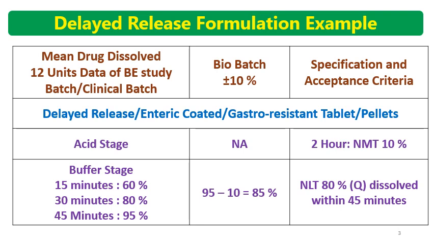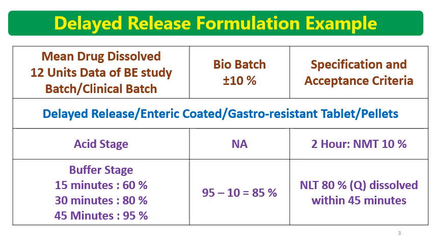Mean drug dissolved for 12 units data for the bio study batch or clinical batch. And as this is a delayed release type of formulation, for the acid stage the simple specification is given as not more than 10% release in 2 hours. And if you consider the bio batch dissolution like 4% or 3% or 5%, still the specification and acceptance criteria for acid stage is given as not more than 10%.